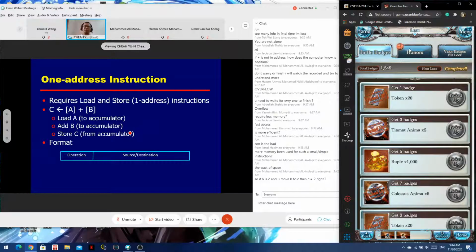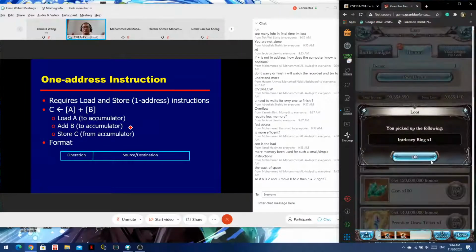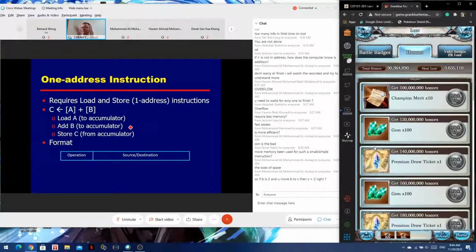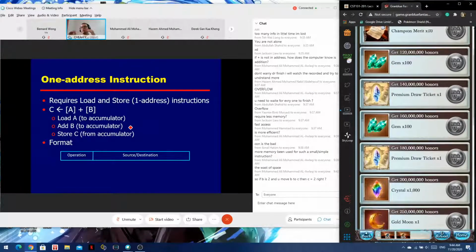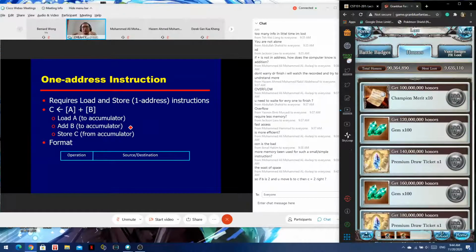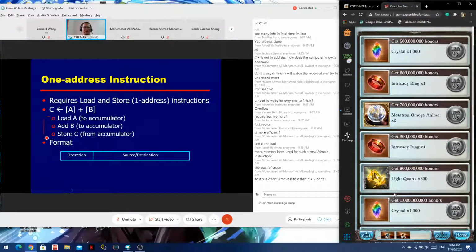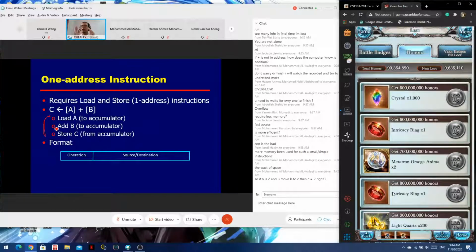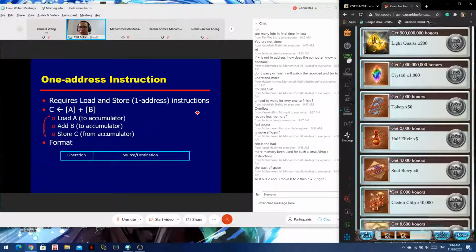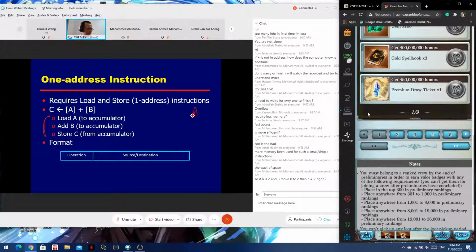So for a one address instruction, it's going to look like this: you have an operation with a source/destination. That one address can be used for the source or for the destination. And how do we do A plus B equals C? Then you have this one. Look at that, there are 3 instructions now. So we load A, assuming here is the accumulator. Where is my pen? Okay.